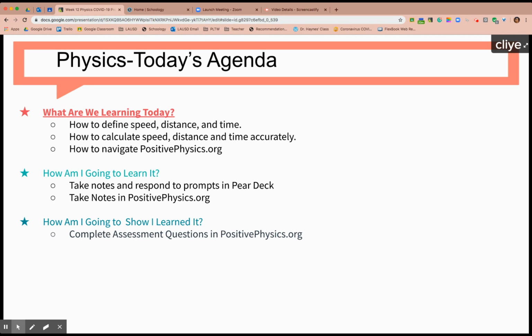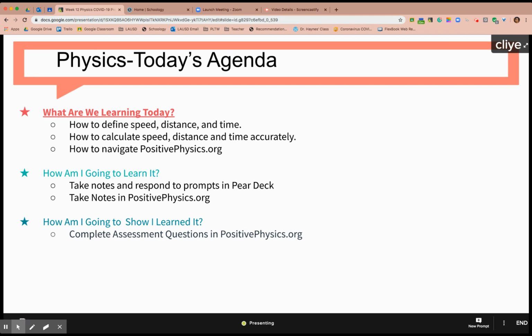And we're going to do this by taking notes and responding to prompts in Pear Deck today. And you can take notes of what you see in positivephysics.org. And you're going to show how you learned it by completing the questions in positivephysics.org. And then I'll show some today. I'll show how to navigate that website today.